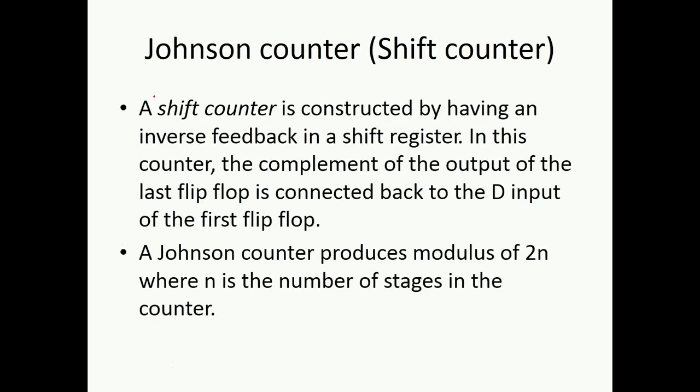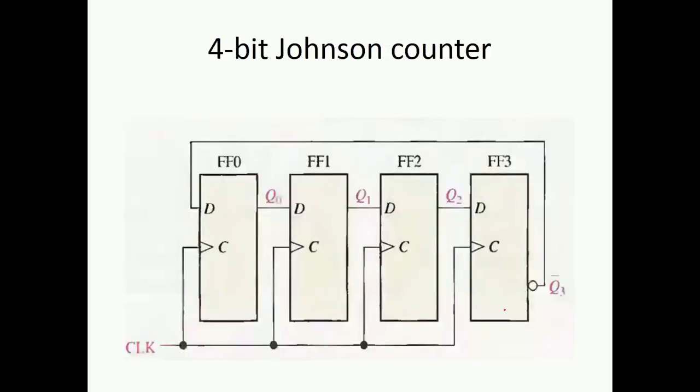Next is the Johnson counter. So what is Johnson counter? In Johnson counter, you can see the feedback. The complement of the output of the last flip-flop, that is Q3 bar, if I talk about a 4-bit Johnson counter, Q3 bar will be given as the input to flip-flop number 0. So this is the feedback circuit in the case of Johnson counter.